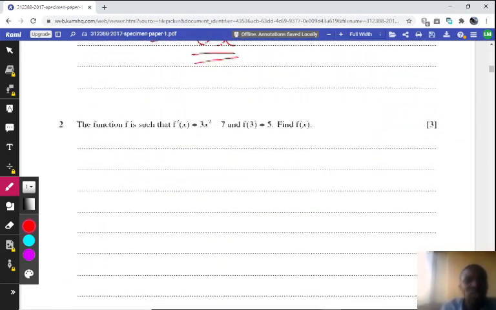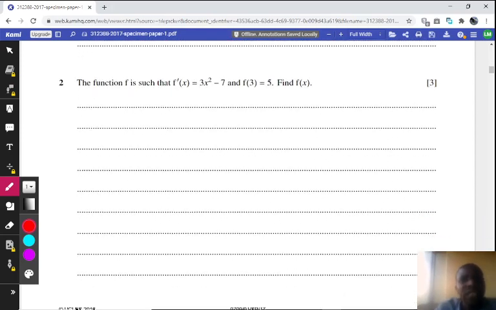Question number 2, you can see it on the screen. It's saying the function f is such that the first derivative, f dash of x, is equal to 3x squared minus 7, and f of 3 is equal to 5. Find f of x.